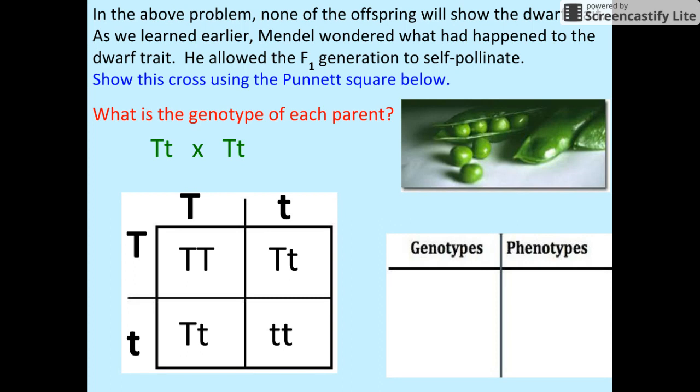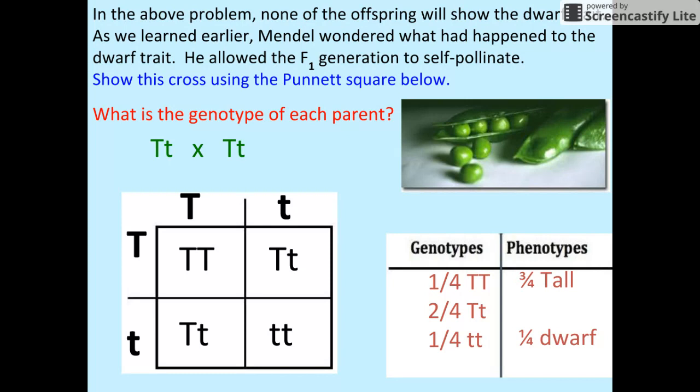So genotype, we have 1/4 big T, big T, 2/4, right? Because there's two out of the four boxes that have big T, little t, and 1/4 have little t, little t. In terms of phenotypes, how many of these show as tall plants? Well, anything with at least one capital T will be tall. So in this case, that's 1, 2, 3 out of the four boxes are tall, and 1 out of the four boxes is dwarf, which is exactly what his initial experiment showed him.